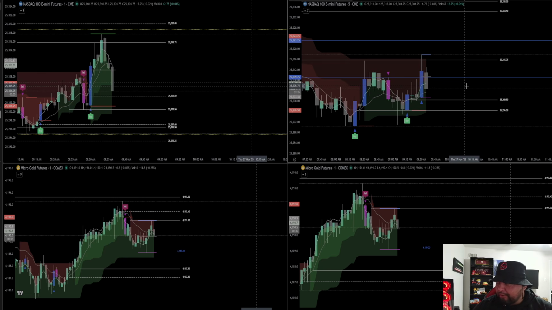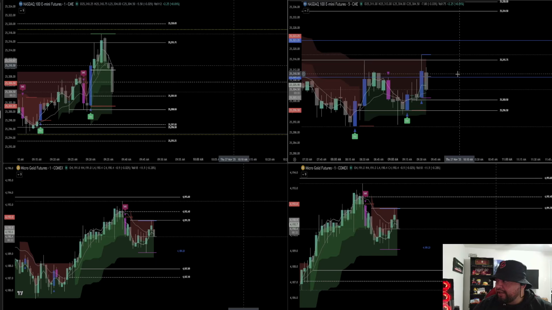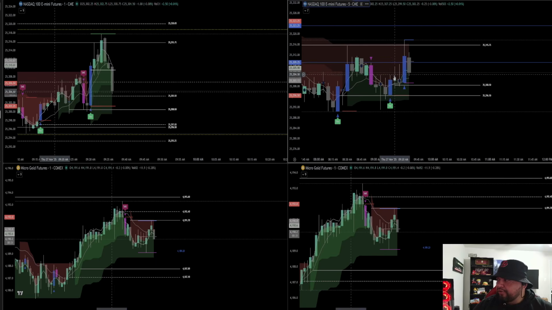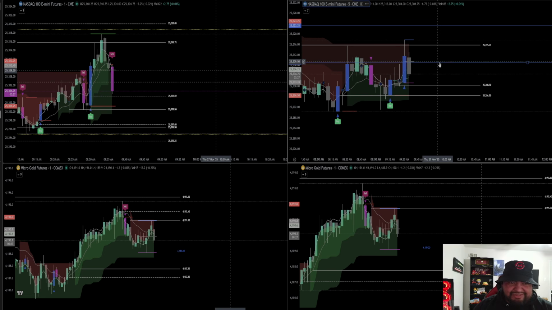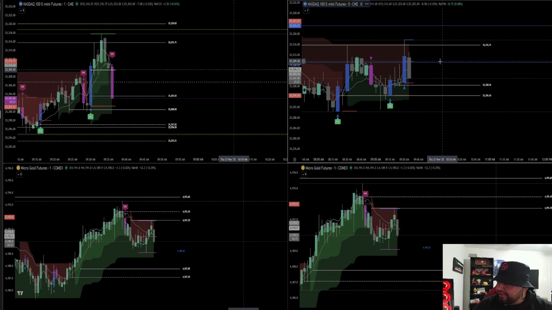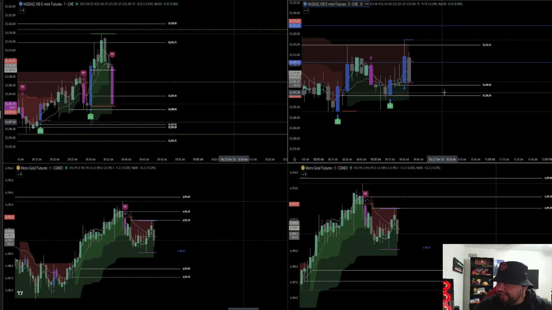I love when the ranges are wide. That's where I eat the most. When the ranges are wide, I eat. So normally, if this broke back in, and if there was more room, not just like 9 points, 5 points, if there was a lot more room, I would play the short on the break in.